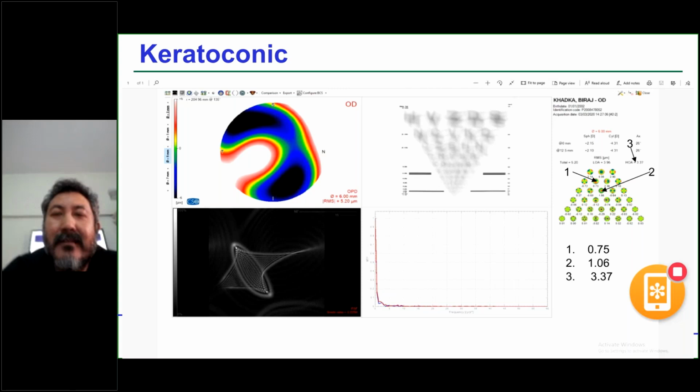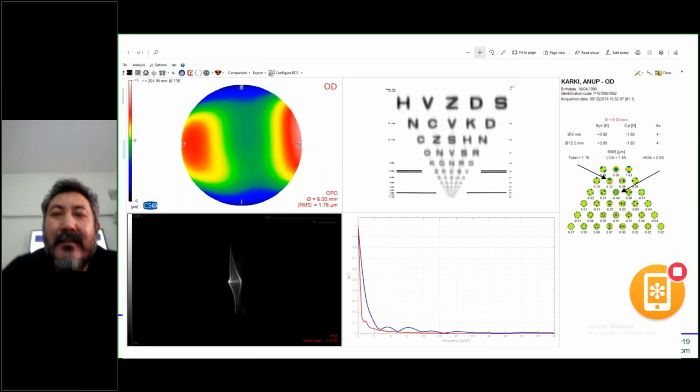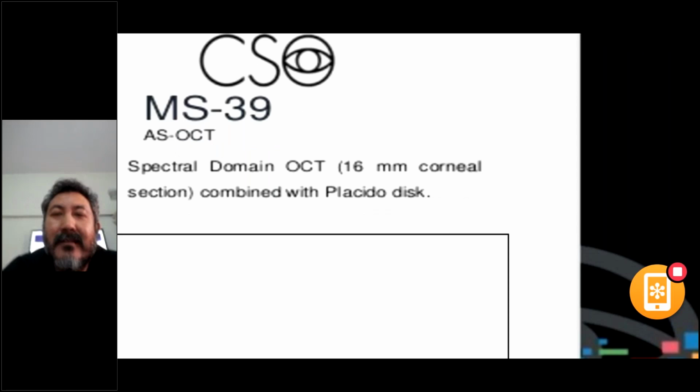it's a spectral domain OCT combined with a placido disc. Whereas a Cirrus is a Scheimpflug and a placido disc. So an OCT is more superior to a Scheimpflug.